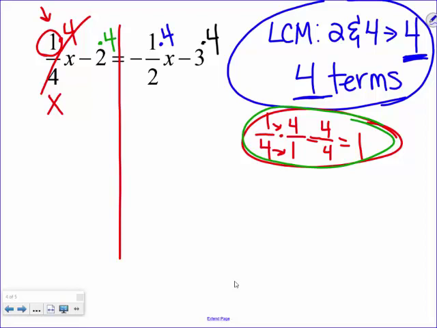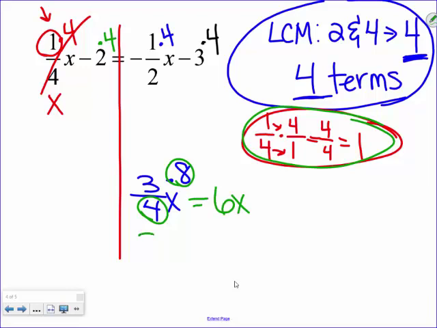Let's say we're doing 3/4x times 8. Are they going to cancel out now? No. But what is 8 divided by 4? 2. And 2 times 3 is? 6. So that would be your answer.